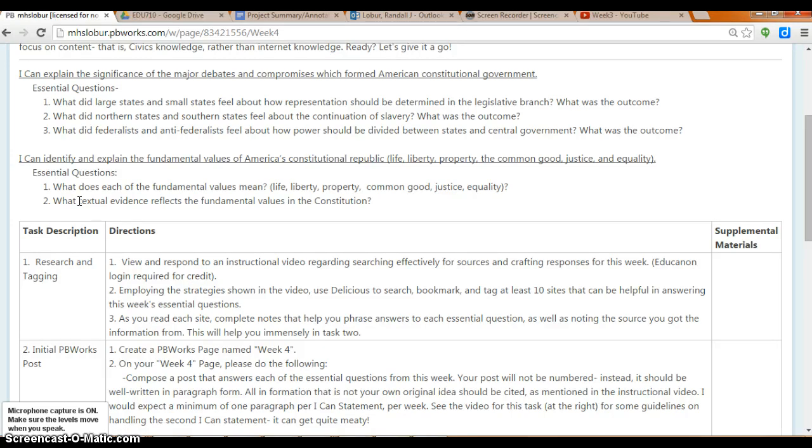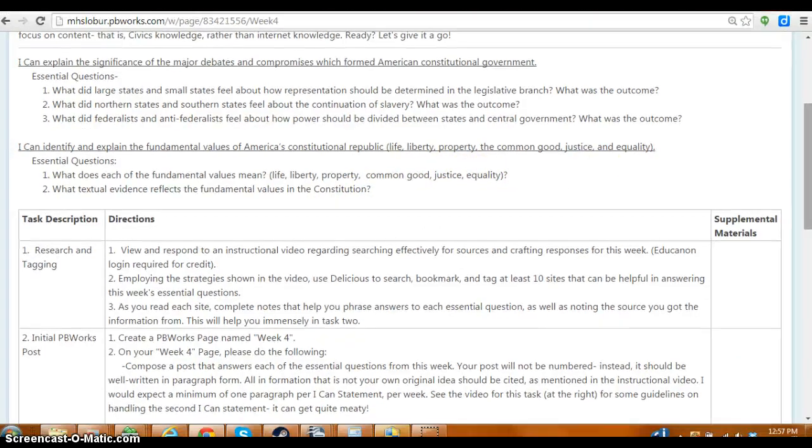So if you are looking for the idea that the Constitution or the American government promotes the common good, again, you need to find a quote from the Constitution that supports the idea. Same thing for the ideals of justice and equality. Where in the Constitution did the Founding Fathers put that idea to make that happen?